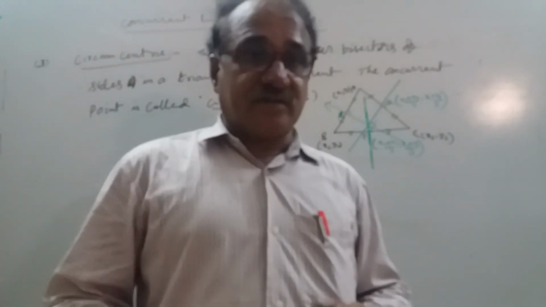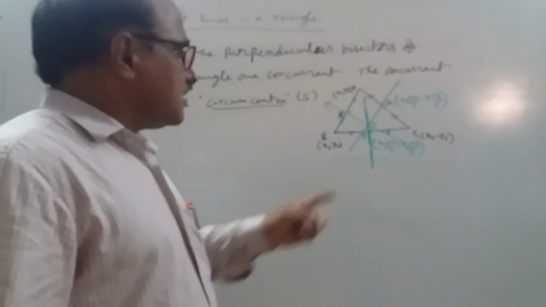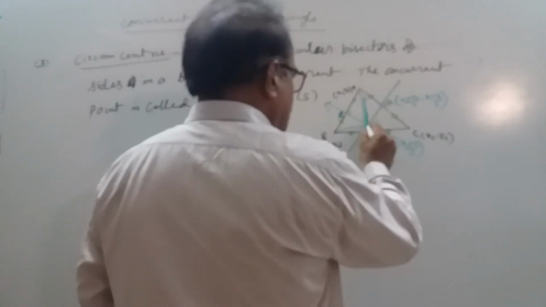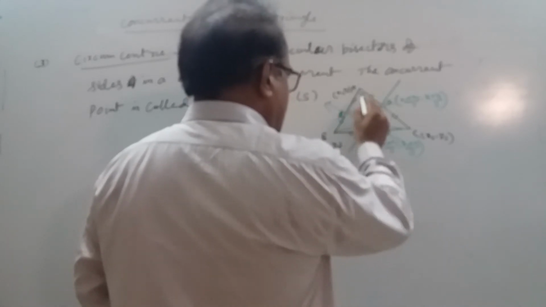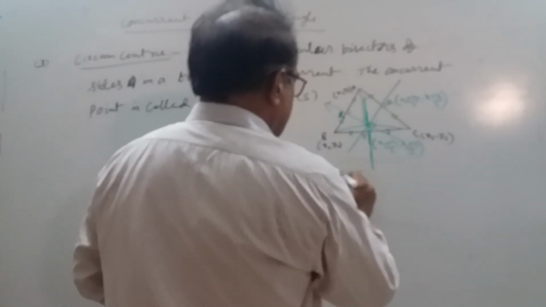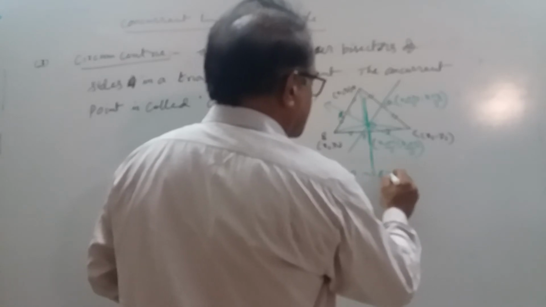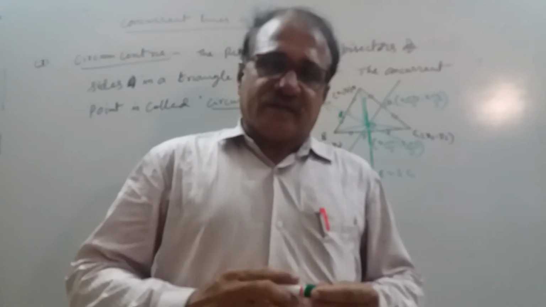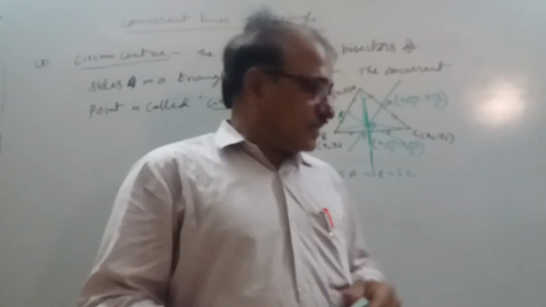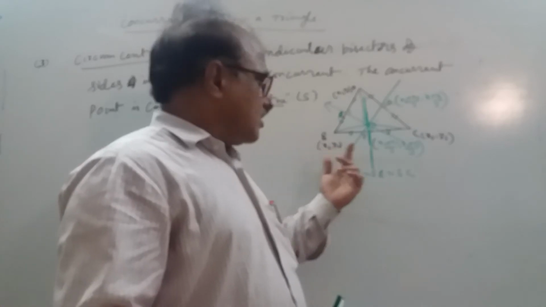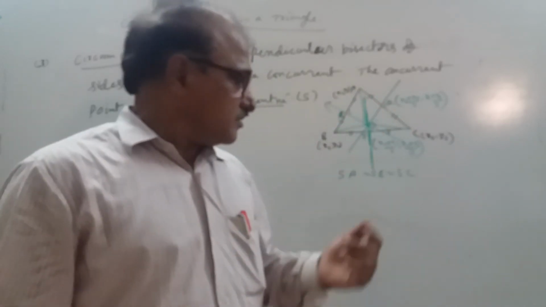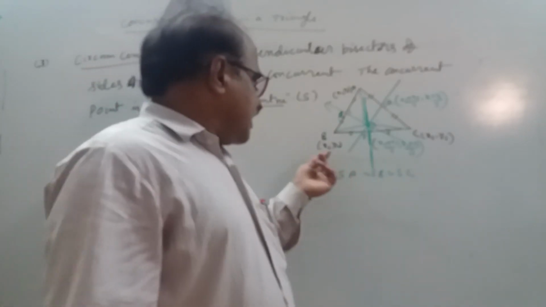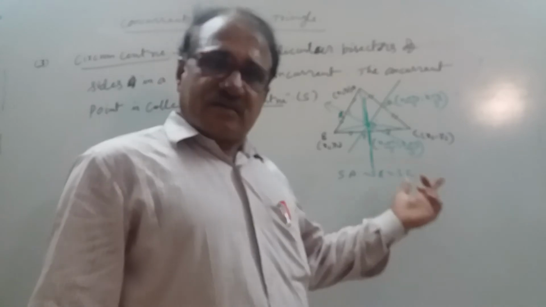Or we can find it another way: the circumcenter S should be equidistant from the three vertices. SA is equal to SB is equal to SC. By using this condition, we can find the coordinates of S. Since we know the coordinates of A, B and C, let S be (x, y), and then we can find SA, SB and SC.